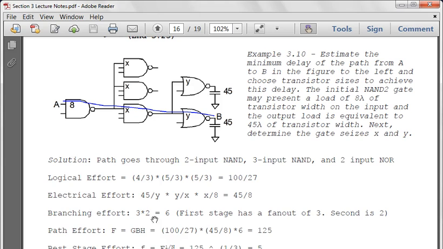So we have 100 over 27 times 45 over 8 times 6. When you do that out, you can tell this problem's been designed for simplicity because it comes out to a nice little simple 125. And then determining the best stage effort, we have 3 stages, so 125 to the 1 over 3. That becomes 5. So now we've calculated our best stage effort.